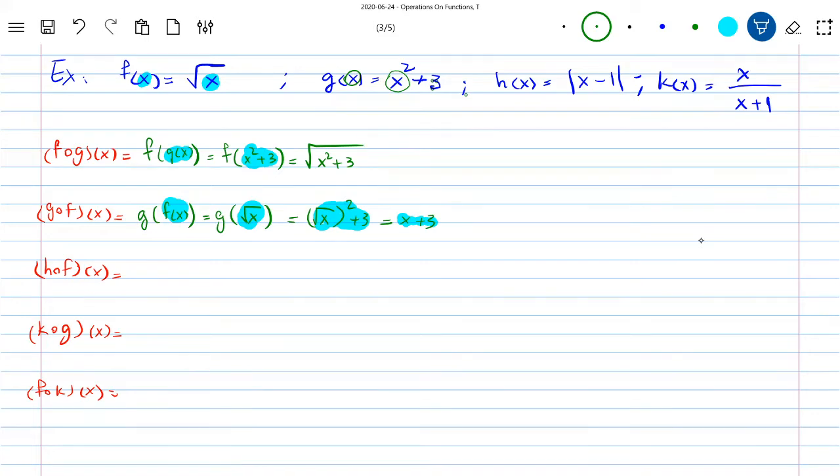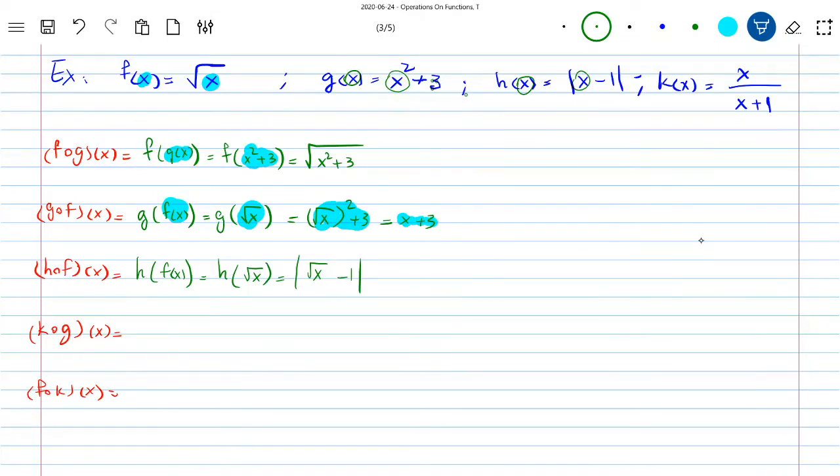Okay. h of f. What is h of f? It is h of f of x. Where does f of x go? f of x goes into the h function. What is f of x? It is square root of x. So where does square root of x go? It goes into the h function. Into the function h, instead of x, I'll use square root of x minus 1 with the absolute value. There's nothing I can do to simplify it, so this is the function.